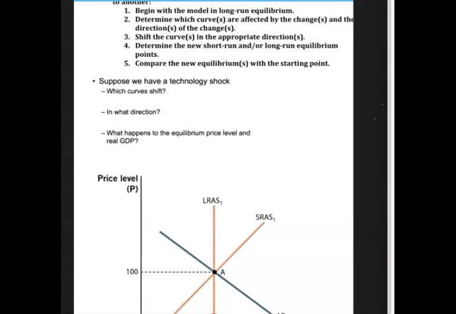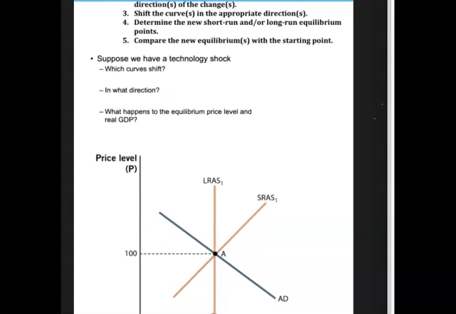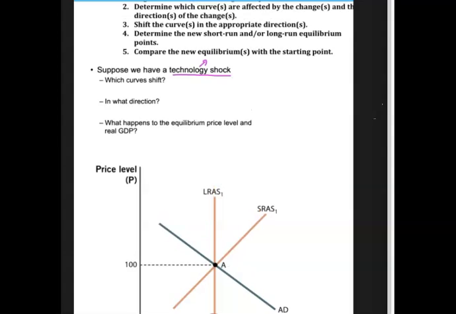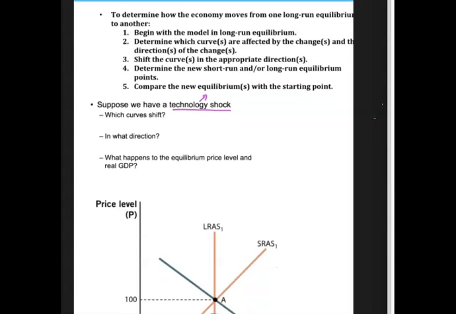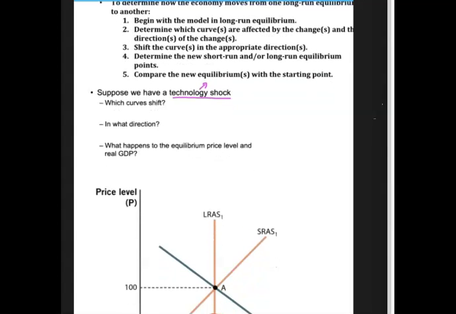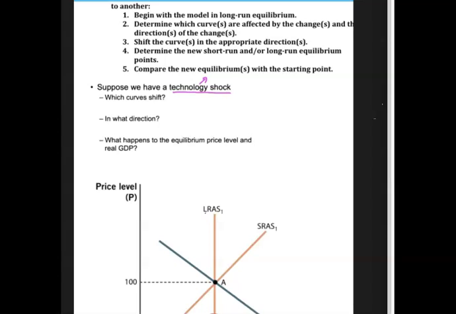What I just asked earlier was, suppose we have a technological shock, right? This is not just a supply shock, but basically a change in productivity. So the first question, like we asked, is we're starting with the long-run equilibrium. This is our long-run equilibrium, correct? This is the long-run equilibrium where the long-run supply curve, short-run supply curve, and the aggregate demand meet at point A. So we start with that, and then we determine this.